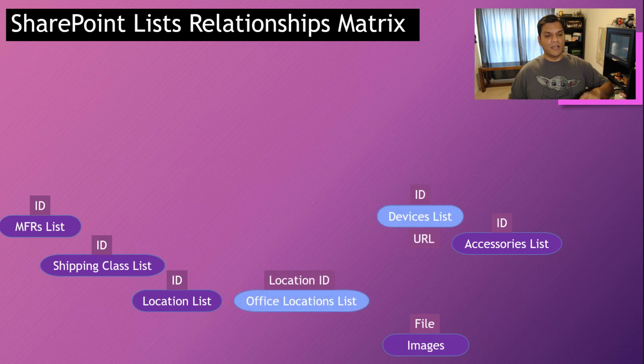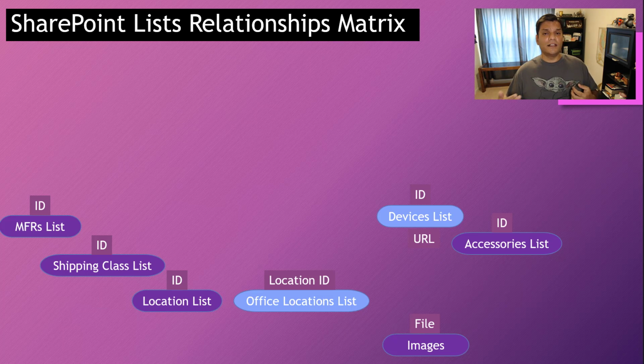The next layer that comes around are these ones over here, the device list and the office location list. They have their own IDs by default, but they also have identifiers for other things. So let's look at the office locations list over here. It has its own ID, but it is also referencing the location list. The office location list is referencing the other location list specifically for some things that it needs to pull. Now, the device list, for its part, has a column called URL.